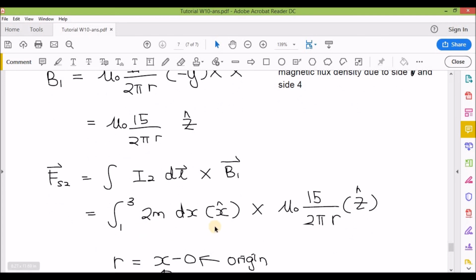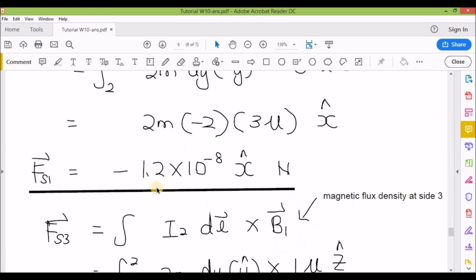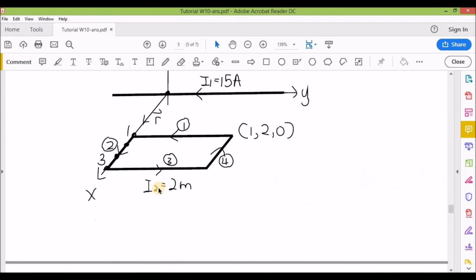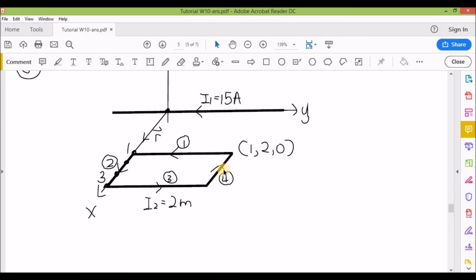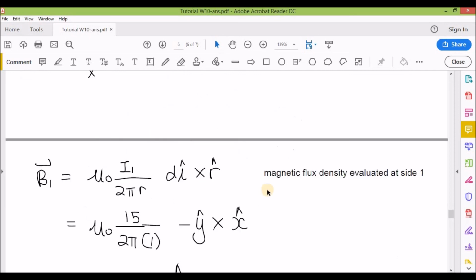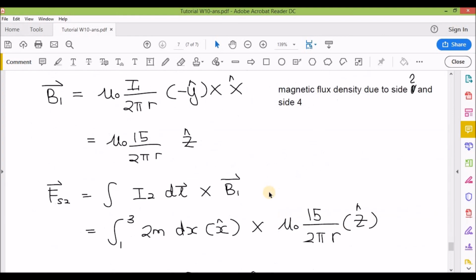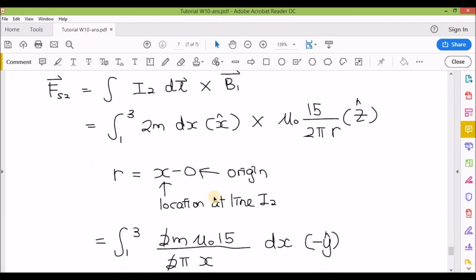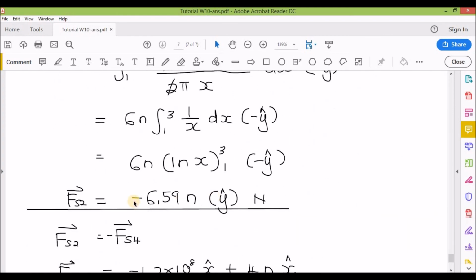But look at this one. This is the length of I2 for side 4. If you look at side 4, it is this one. Now the current is flowing in a different direction compared to side 2. This one is positive x and this one is negative x. So if you put one more negative here, the overall thing will become positive.